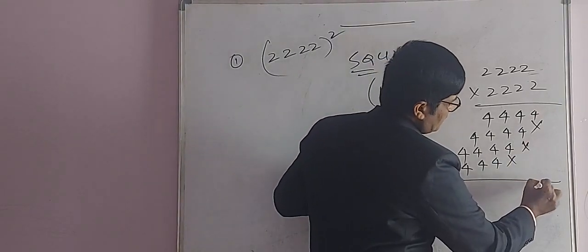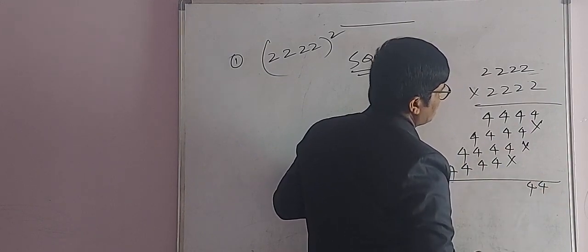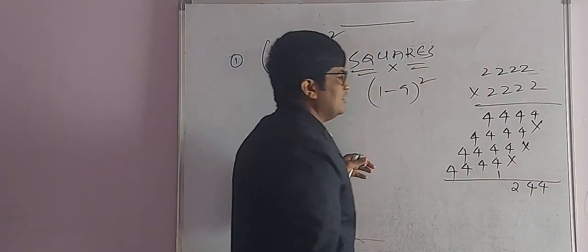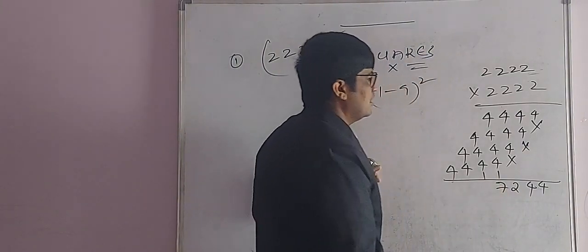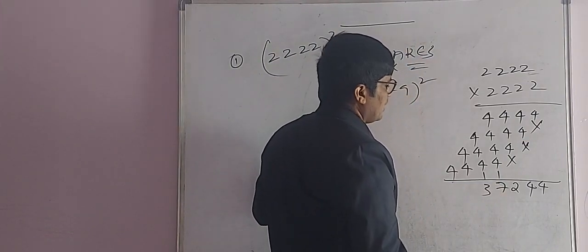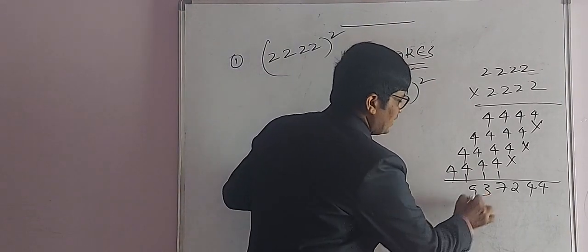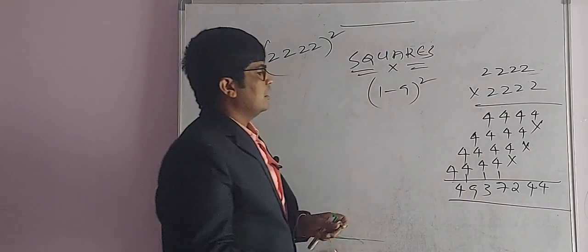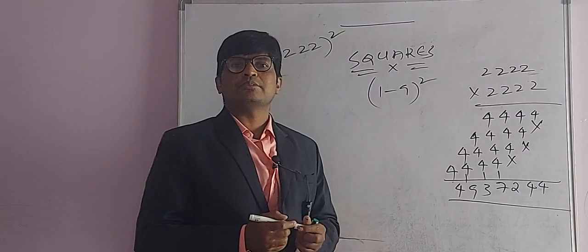So here this will become 4, 4 plus 4 is 8, and 4 3s are 12, 1 will be carry. 4 4s are 16 plus 1, here 17, 7 will be here, 1 will be carry. 4 3s are 12 plus 1 is 13, 1 will be carry. So 4 plus 4 is 8 plus 1 is 9 here, and this will be the 4. Finally we get the answer, 4937244. So this is our traditional concept.